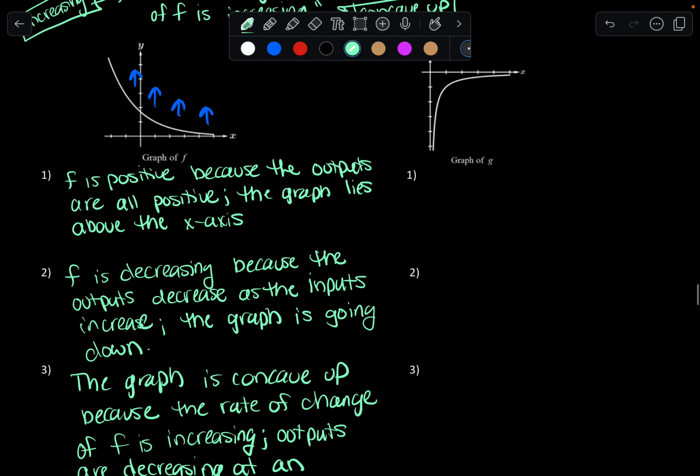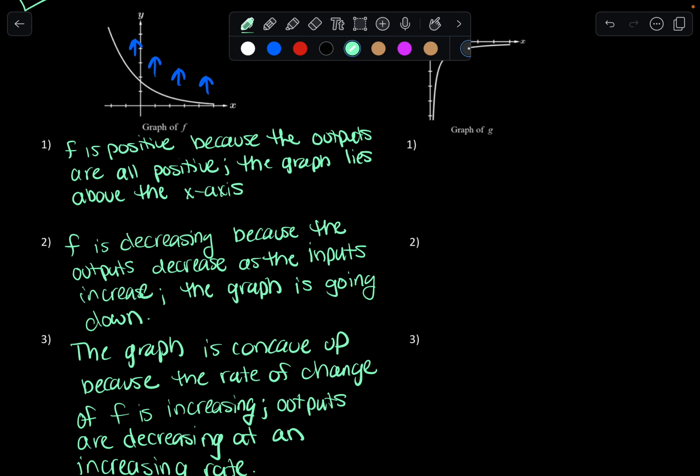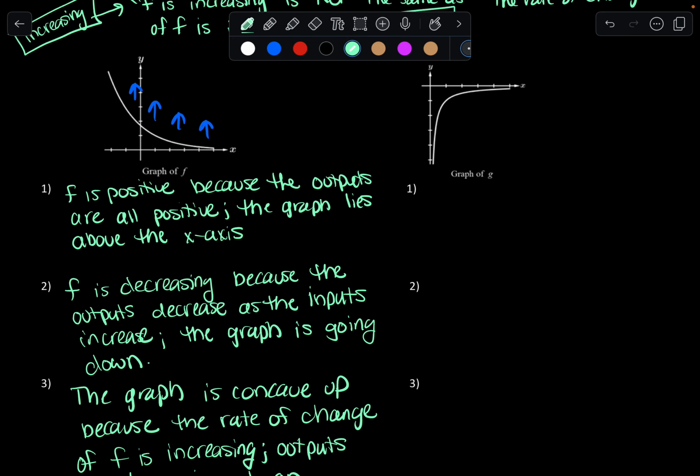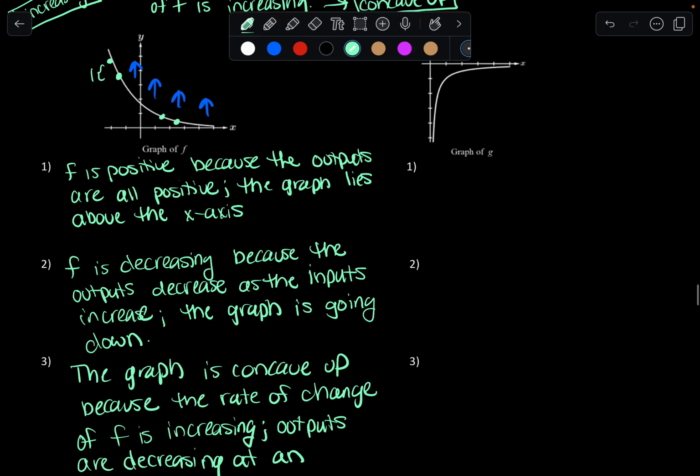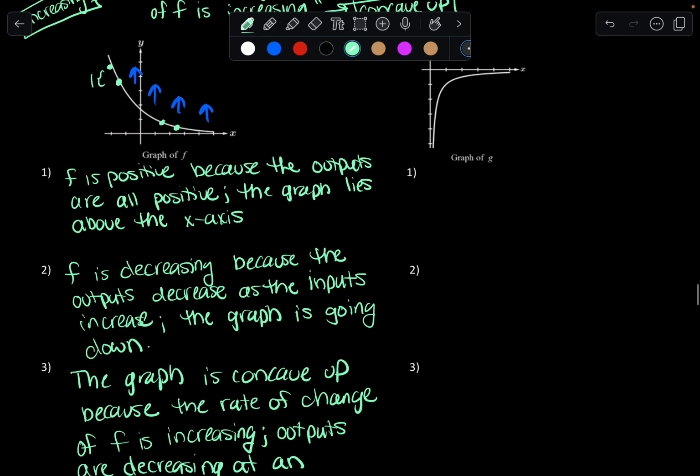Because if we look, the outputs are getting less and less, but they are getting less and less slowly. So from this point to this point, the same amount of time passes by. We are decreasing and it goes down by about 1. But if we look later, if we use the same amount of time, we are still decreasing, but it's not decreasing as much, all right? So the outputs are decreasing at an increasing rate.